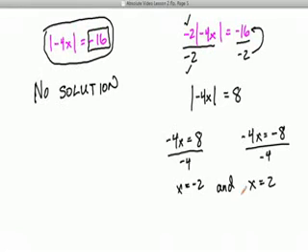Okay, so even though it started off as a no solution problem, once I had some stuff involved, the stuff got rid of the no solution. And now I am able to solve it.